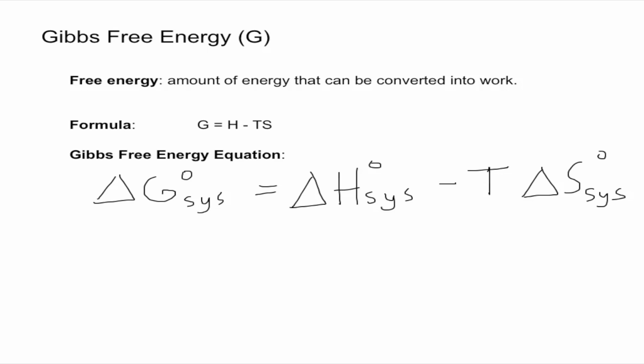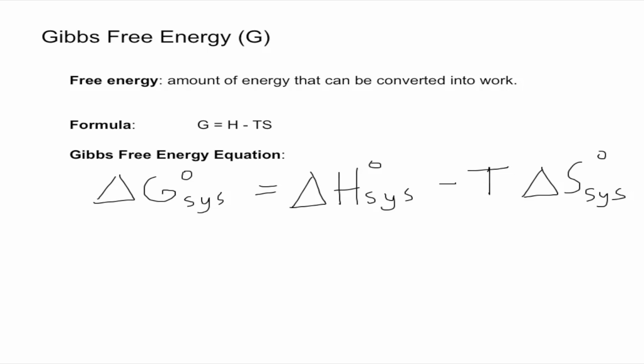In this video I'm going to talk about Gibbs Free Energy. As I explained in the previous video, free energy is the amount of energy that can be converted into work. This also has the name of usable energy because, in other words, it is the energy that can be used. Free energy is released during spontaneous processes, and it was discovered by J. Willard Gibbs, and thus the name Gibbs Free Energy.